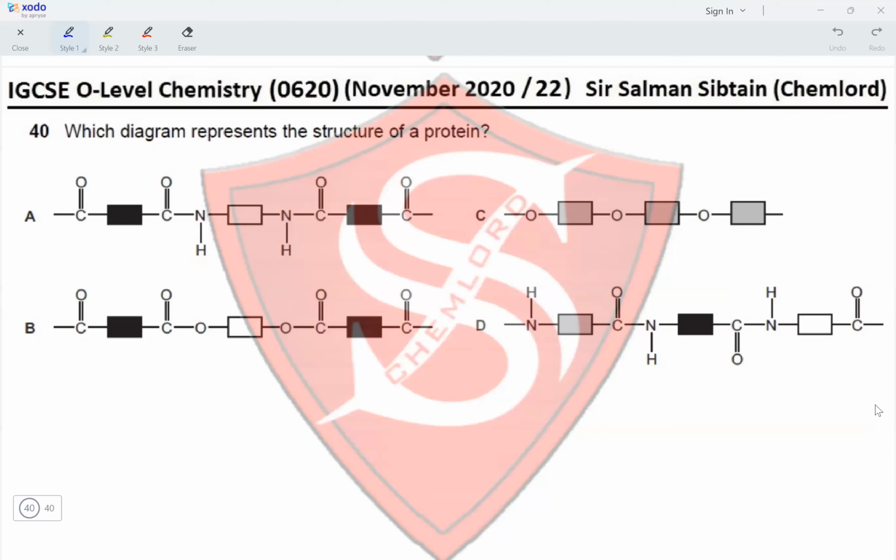So in option A, we have CONH bond between two boxes. So this is an amide bond. So this is correct. However, we have both C double bond O groups attached to the same black box. So this is incorrect. We have got the same NH groups attached to the white box. This is incorrect. And we've got again the same C double bond O group attached on both sides of the black box. So option A is incorrect.